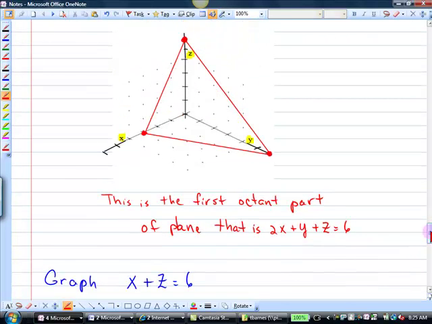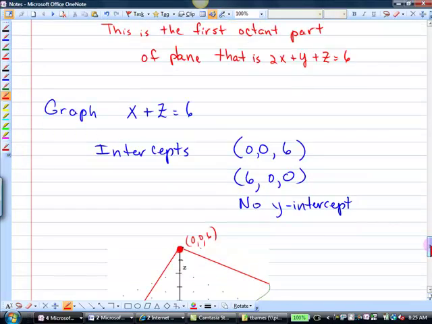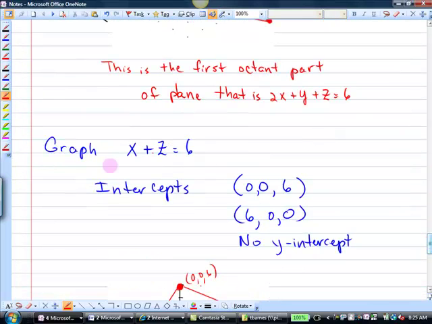That's good. Okay, so now what's different about this one? X plus z equals 6. There's no y, so that means it doesn't have a y-intercept. I mean y, sorry. It's Monday. Okay, so we have 0, 0, 6 and 6, 0, 0, and we have no y-intercept.